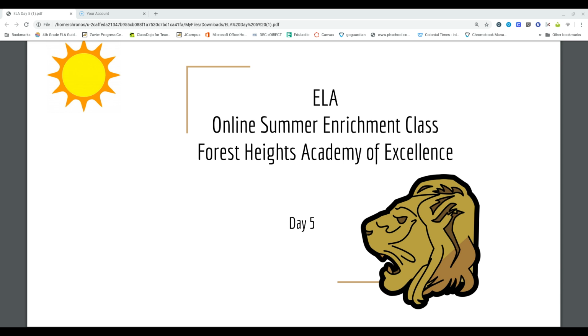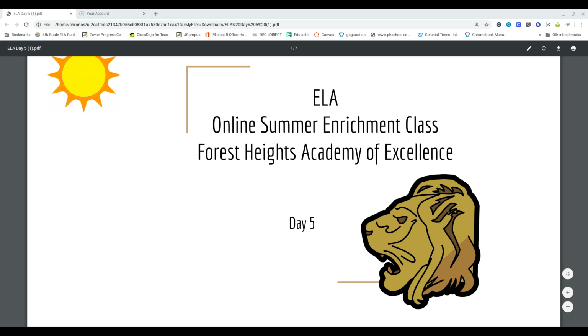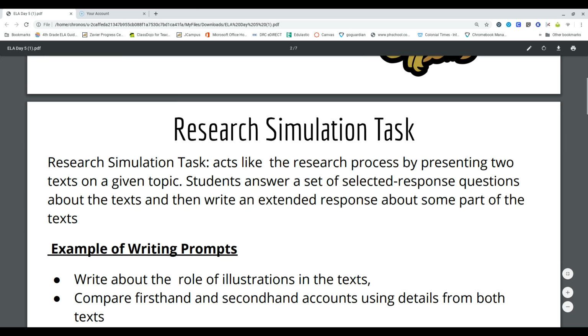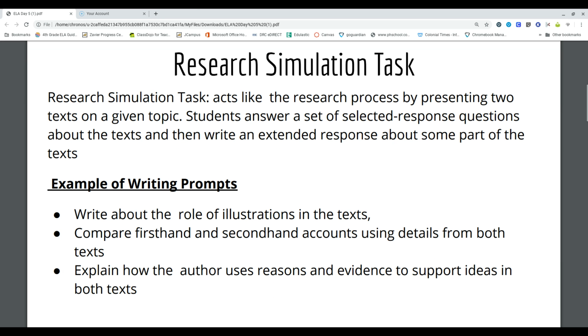Today, our focus will be on the writing, and one part of the writing deals with the research simulation task. The research simulation task acts like the research process by presenting two texts on a given topic. Students answer a set of selected response questions about the text and then write an extended response about some part of the text. So we're concerned about the extended response.